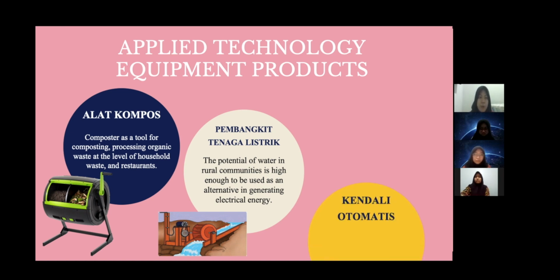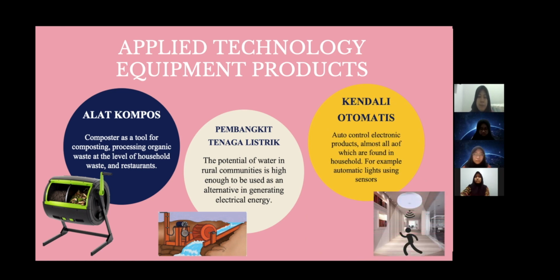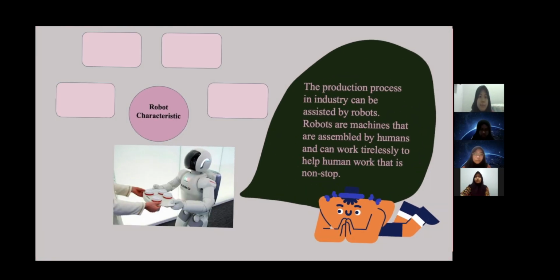And then third one is kendali otomatis. Auto control electronic products, almost all of which are found in household. For example, automatic lights using sensor. Cara kerja lampu sensor itu adalah yang dimana lampu itu akan bekerja atau menyala ketika sensor menangkap suatu pergerakan dalam suatu ruangan dan akan mati ketika beberapa waktu tidak ada gerakan dalam ruangan tersebut. Next slide, please.